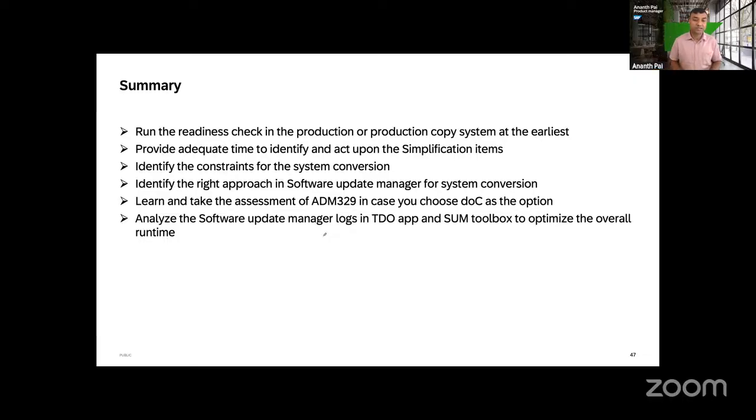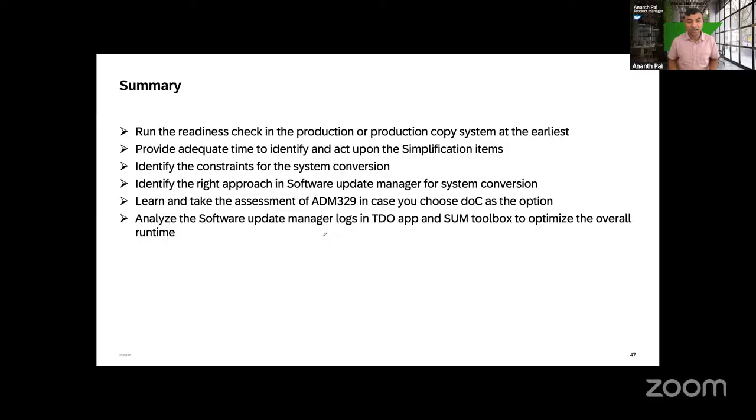The next aspect is to identify the constraints you have from a system conversion: the freeze periods, the availability of the hardware, the availability of the network, the bandwidth of the network, the latency. Are you planning for a RISE migration, or are you doing it in your existing data center itself? Do you have sufficient hardware available or not? That will help you in identifying the right approach for the software update manager for conversion. And if you choose downtime optimized conversion as an option, you'll have to learn and take the assessment for ADM 329.